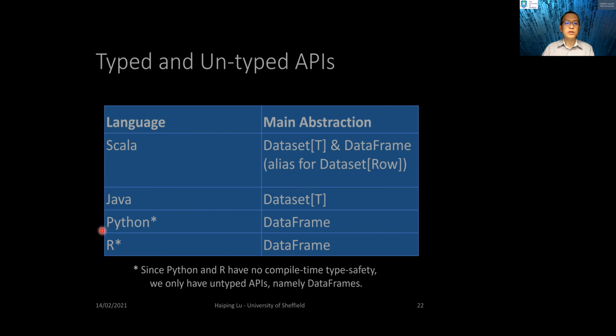And for Python, right? So Python, that is what we are working on, PySpark. The main abstraction is data frame, right? So you don't need to worry about data set. We will only talk about data frame, right? R also only has data frame, right? So that is basically untyped, right? So we use untyped APIs.